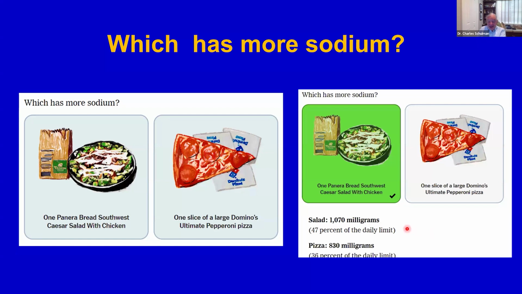The salad has 1,000 milligrams of sodium. It beats the pizza, which only has 830 milligrams of sodium, but those are considerable amounts of sodium. If you consider that we should ask people to restrict their diets to 2,000 milligrams in a day, if you eat the salad, you've had half of the day's allotment. But even with the pizza, you're over 35% of it.